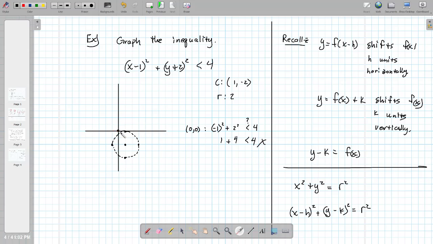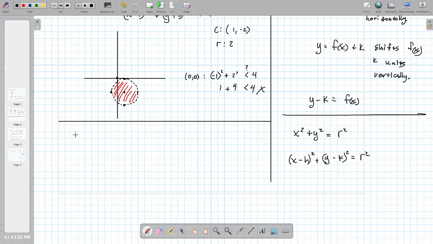So we shade the opposite side of the curve, of the line. That will be the inside here. So the solution set to this curve is the inside of this circle that's centered at (1, negative 2) with a radius 2. Try one on the accompanying worksheet. Graph the inequality. y is less than or equal to 2 minus x squared.